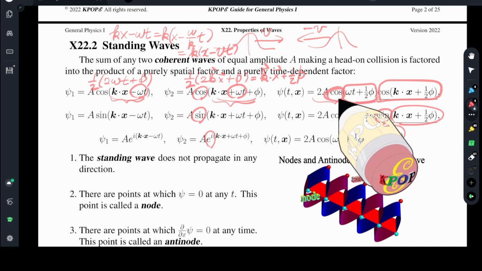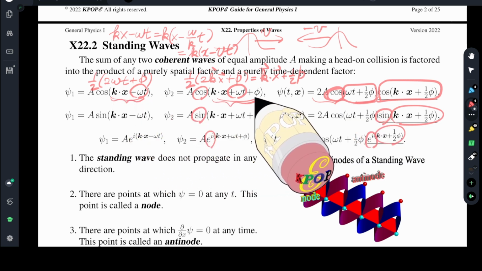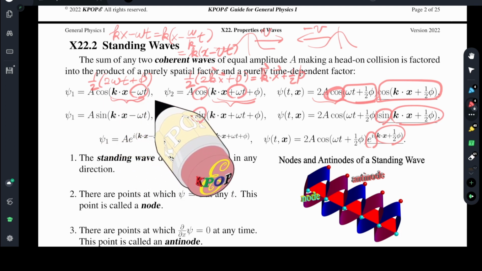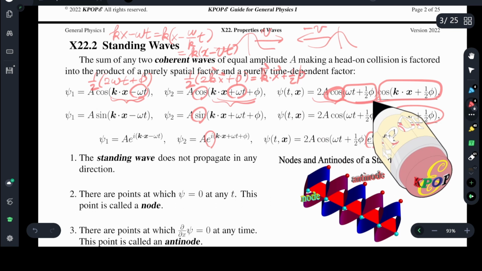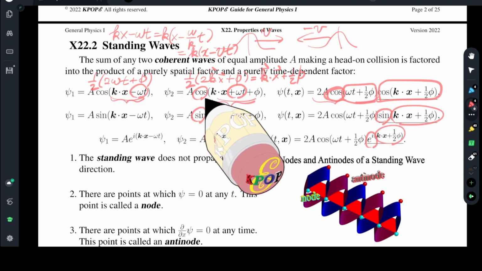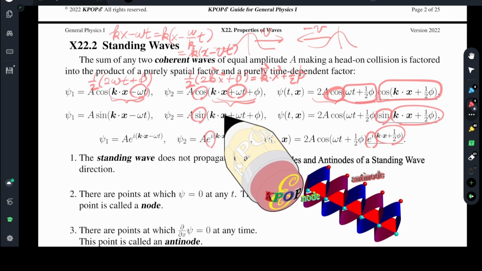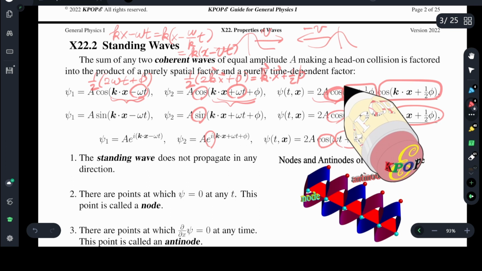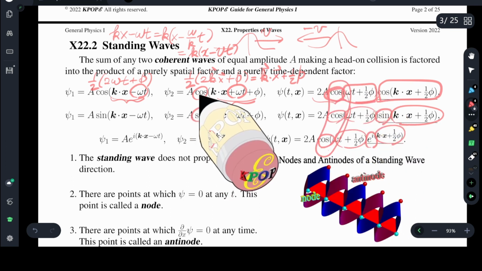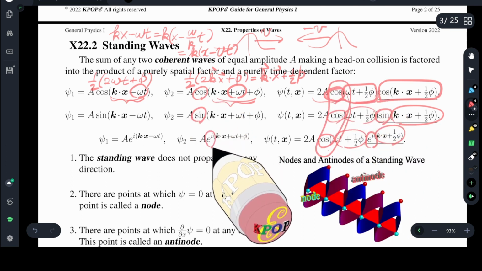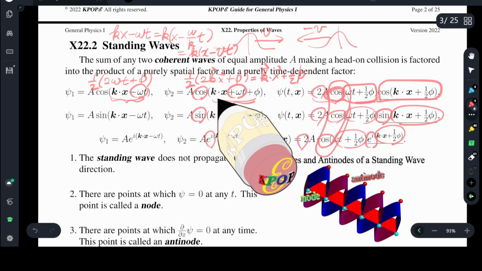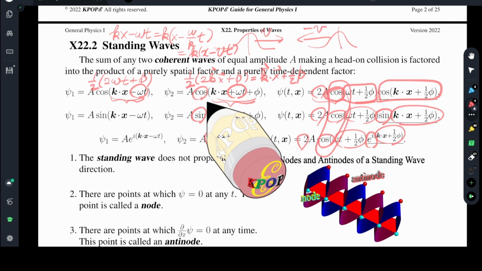So the difference can be this one subtracted by this, or this one subtracted by that. In either case, cosine is an even function. So it is always cosine of omega t plus 1/2 phi, that is the difference divided by 2. So that is the same for every case. It is identical. Cosine is common for cosine, sine, and exponential. And there is a factor of 2 because we are adding 2 waves.